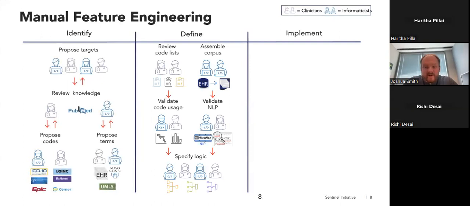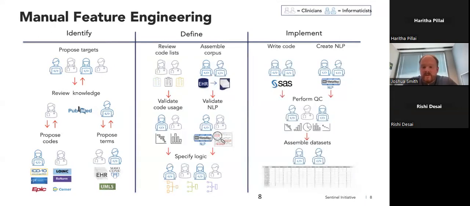Next, we need to define our algorithm by reviewing those code lists, assembling a corpus of records, validating code usage, and NLP, natural language processing, if we'll be using that, and specify the logic of our algorithm. And again, this requires a number of both clinical and technical experts. Finally, we have to implement the algorithm, create the NLP output we want to use, perform quality control, and assemble our data sets to train and test our models. This manual development is thus very time and expert intensive and therefore very expensive.